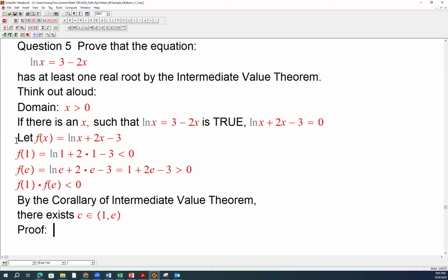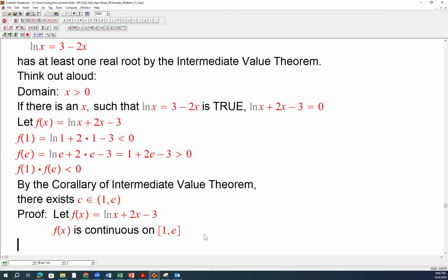So first, we're going to let our function be this. Okay? And then what do we say? Well, f of x is continuous on the closed interval. On this closed interval, you must mention this as 1, comma e. Must be closed. Okay? Every function involved is continuous in the domain, because we have those theorems to guarantee that.